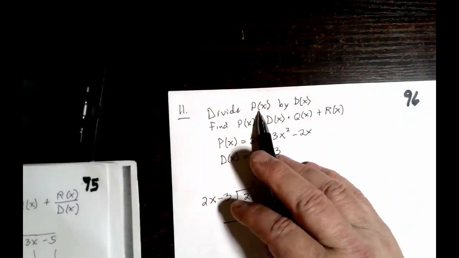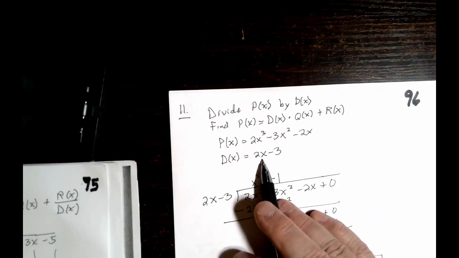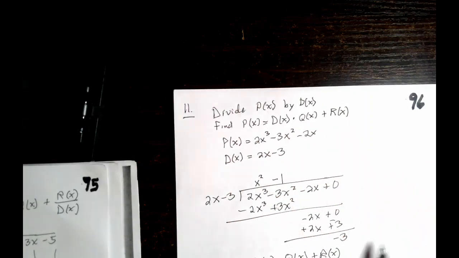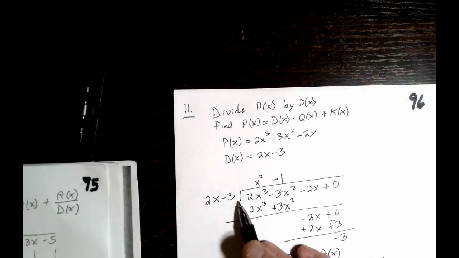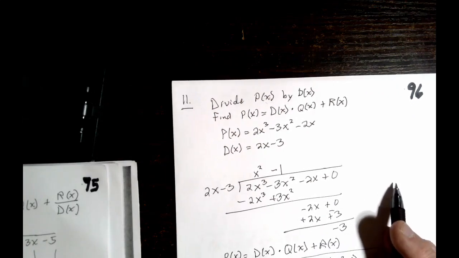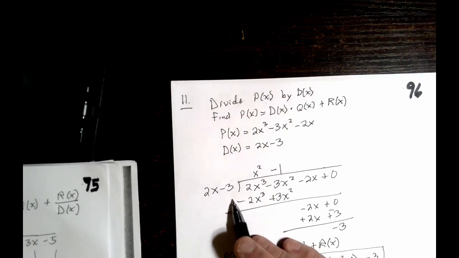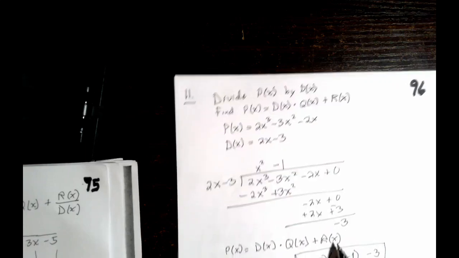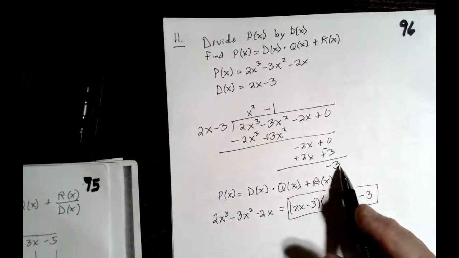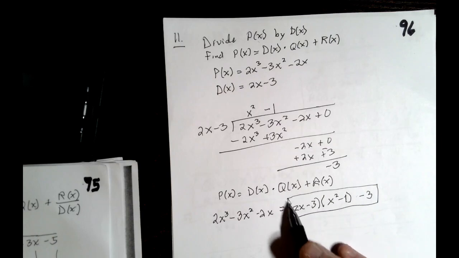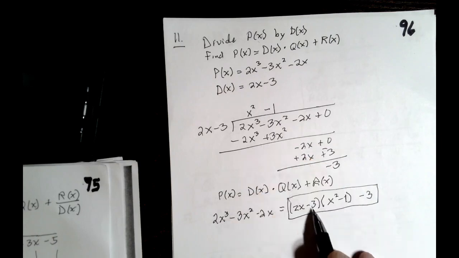Okay, so we're dividing p by d. Now they want you to find p equals d times q plus r. It's the same thing we just did. 2x minus 3. You can't do synthetic division yet because it's got to be x plus or minus a number, not 2x minus a number. So you got to do long division, and you finally get a remainder of 3. Your quotient is x squared minus 1. Your divisor is 2x minus 3, and your dividend is that guy there.